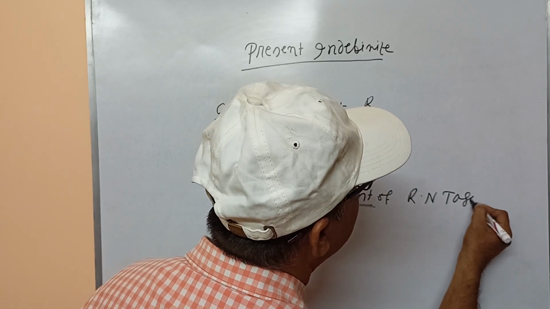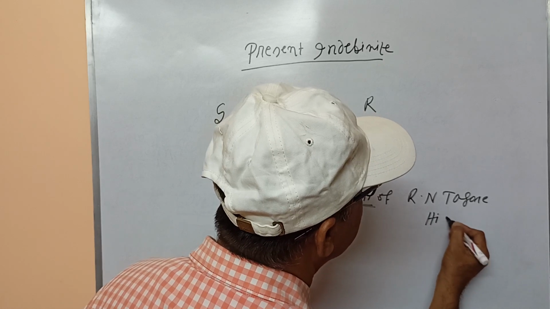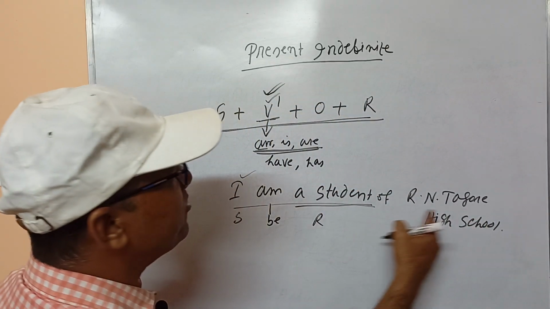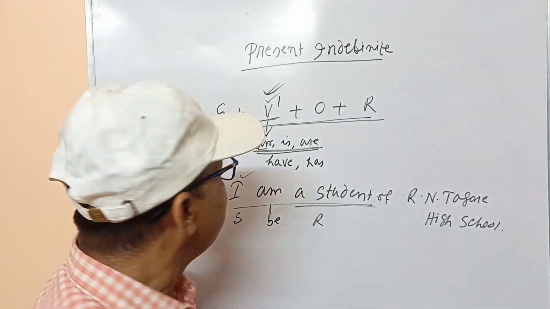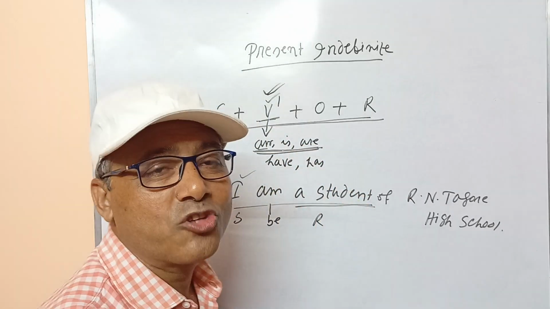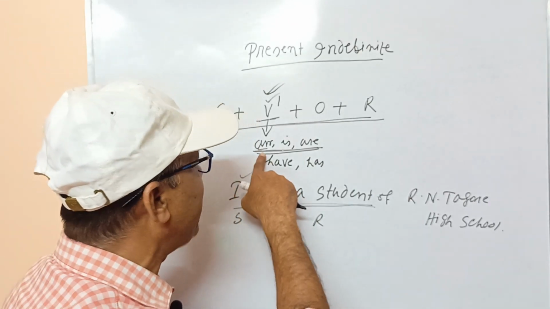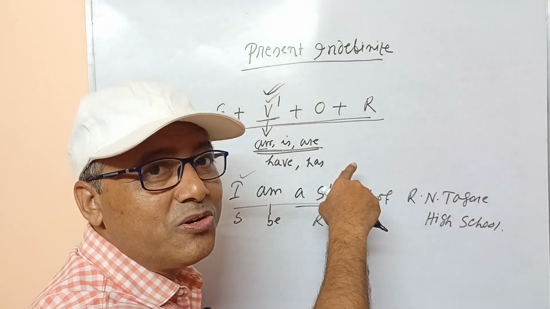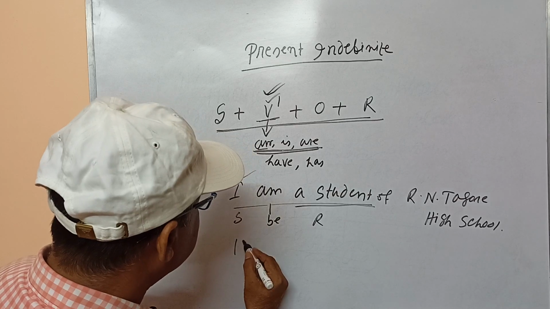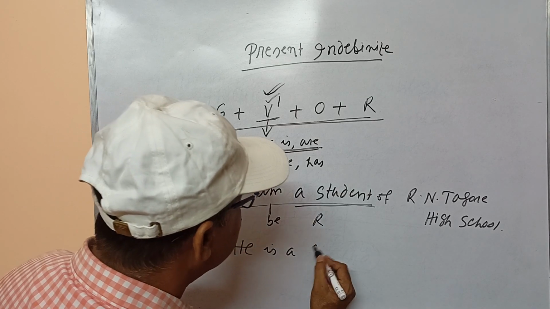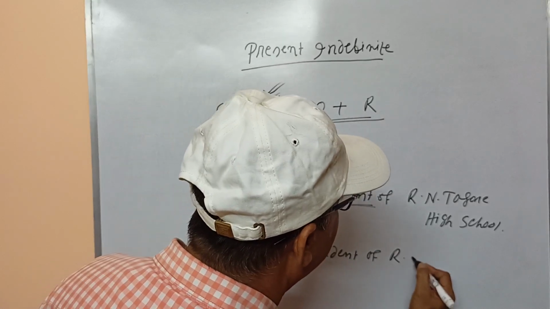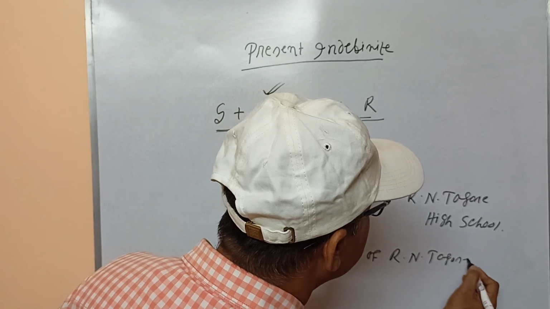RN Tagore High School. See, I'm a student of RN Tagore High School. In the same way, we can use is, am, are. The use of am, is, are I have already discussed: where we use am, where we use is, and also where we should use are. So he is a student of RN Tagore High School.